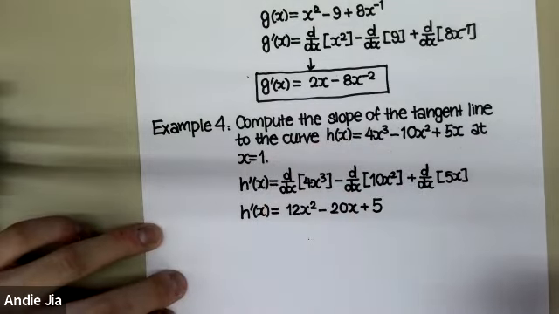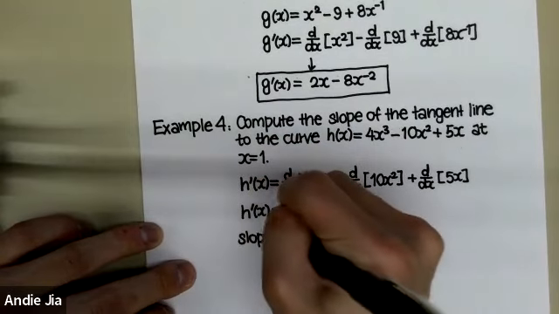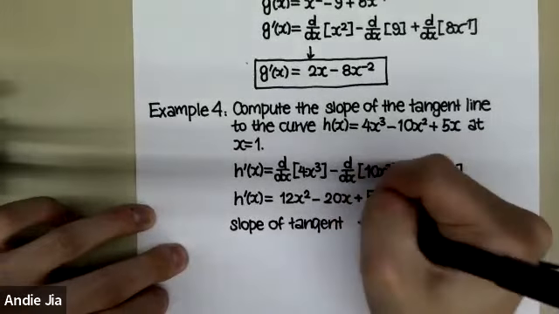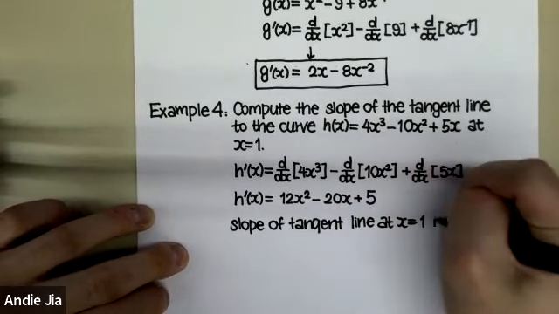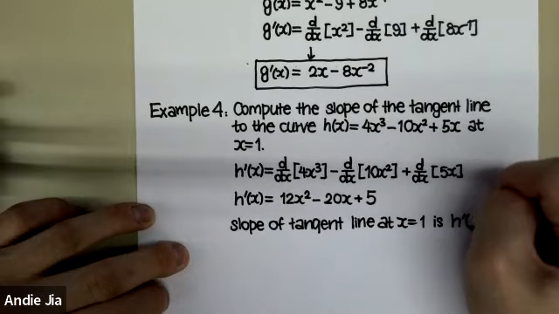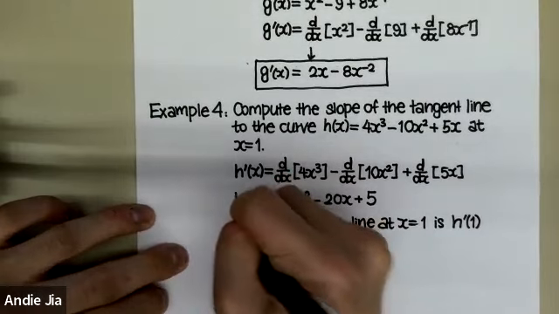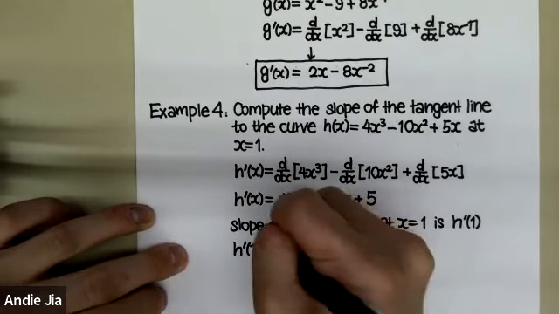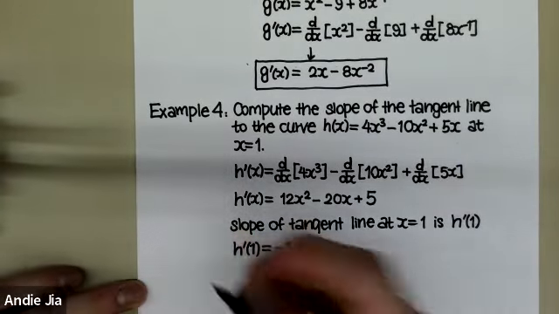And the slope of the tangent line at x equal to 1 is h prime of 1. So h prime of 1 is 12 minus 20 plus 5, which is negative 3. That's it. Example number 5, do you want another one?